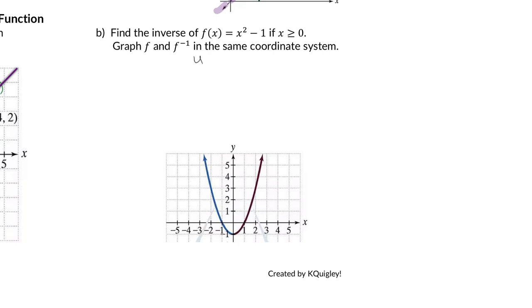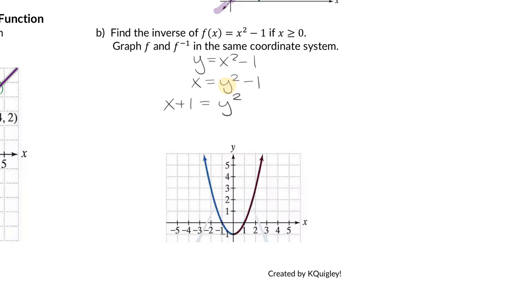I would switch the f of x to make it a y. Then I would switch the x and y themselves. This would be x equal to y squared minus 1. I would solve for the new y so that I can get y by itself. What would I do first for that? Plus 1 equal to y squared.